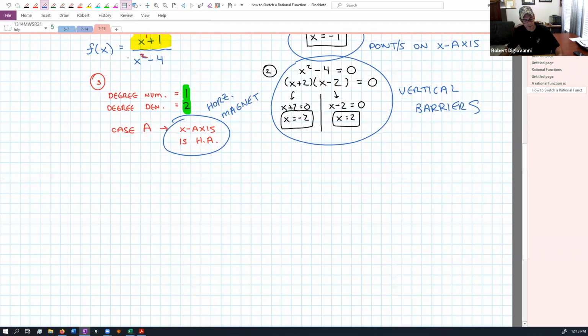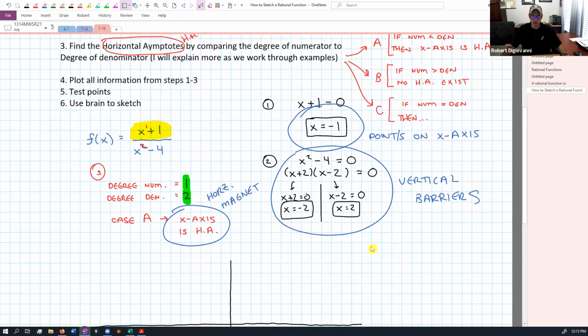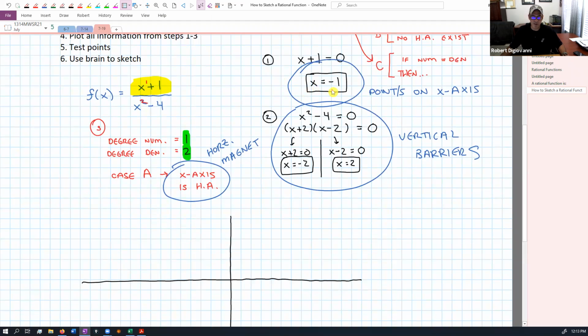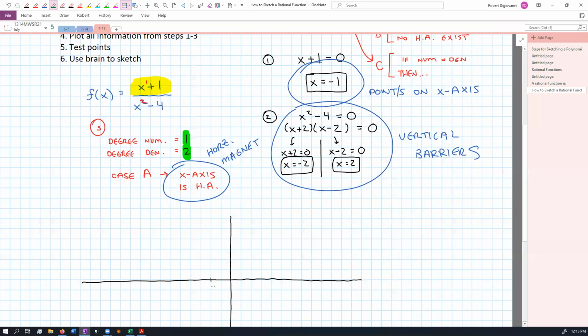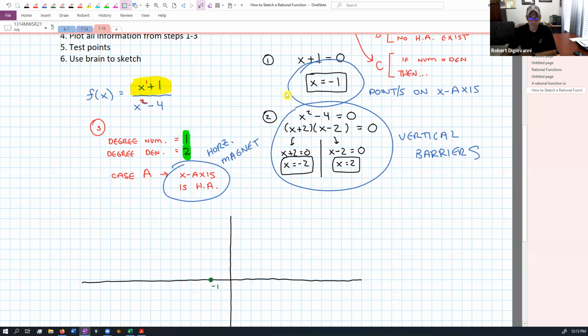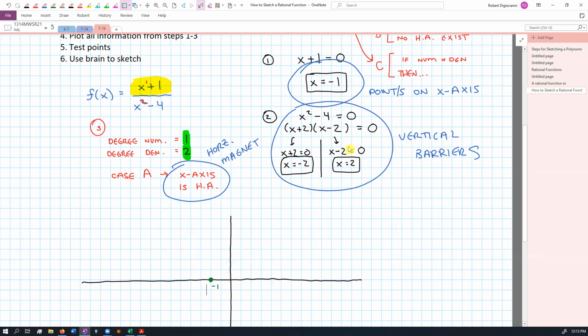So here we go. I'm going to put a graph up here for us. Okay, so Katrina, here we go. Start with the first thing. We have an X-intercept at -1. So that's going to be a dot, right? I'm going to just draw a dot on the X-axis at -1. That seem fair to you? Yes. Okay, -1 here. I'm going to put a dot right there. That's the first step. The second step are vertical barriers. And how many will I have, Katrina? 2. 2 of them, right?